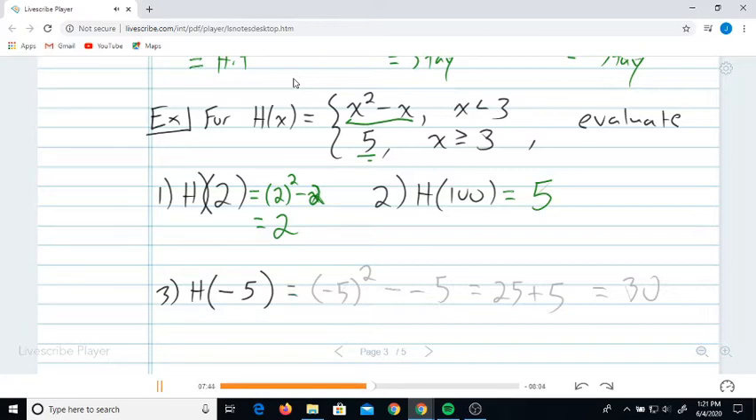And for -5, that's below 3, so we're going to use the top expression. So that's input squared minus input. So that's 25 plus 5, which gets us 30.